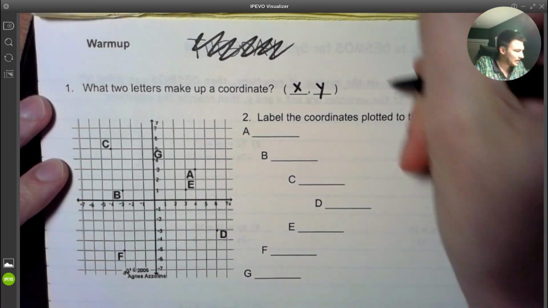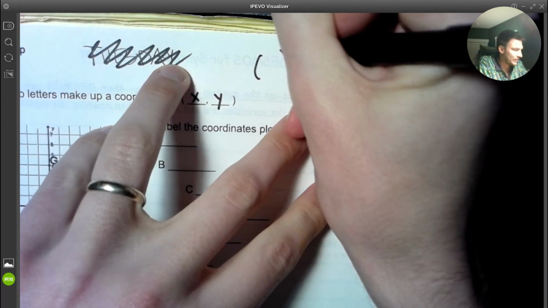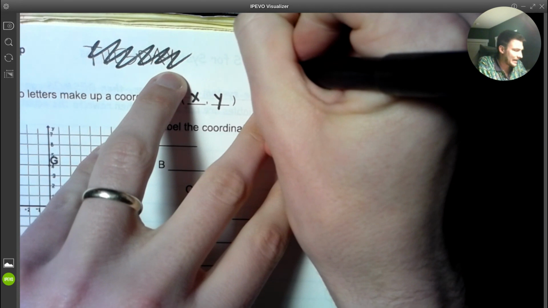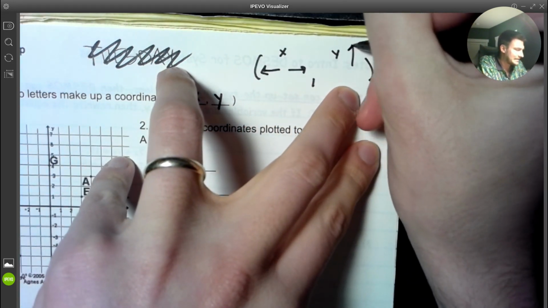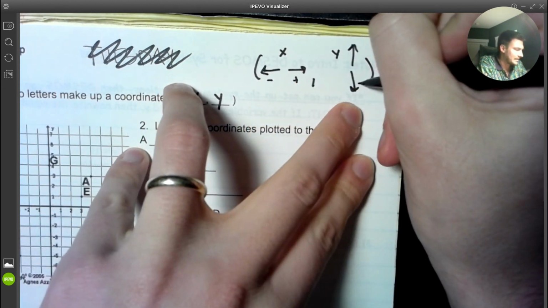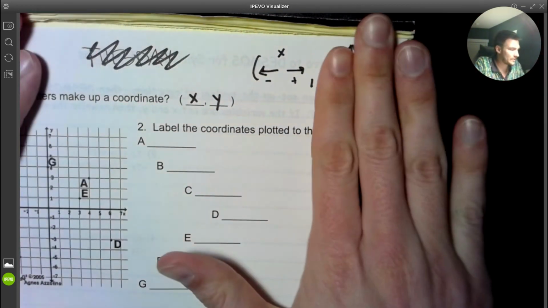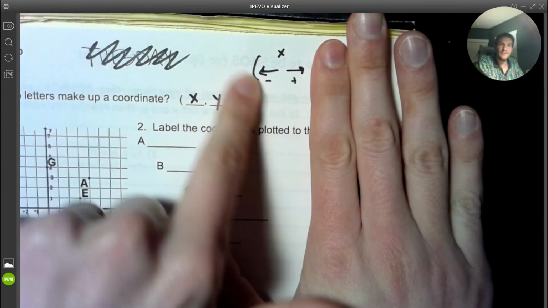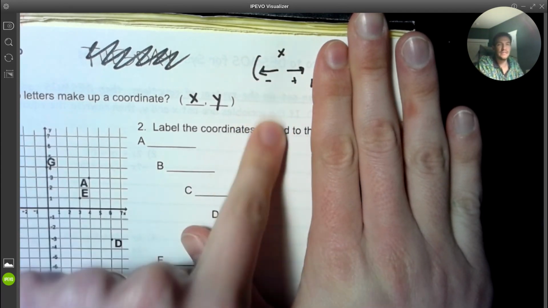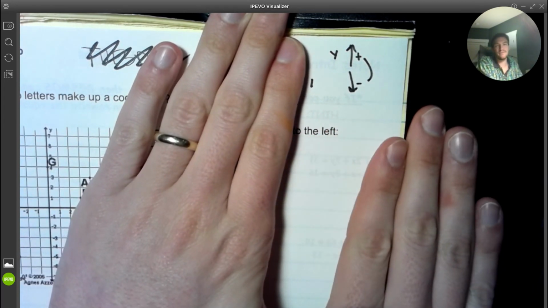Remember, if I was you, I would make a little setup like this, where we have the X and the Y, because the X takes us right and left, and the Y takes us up and down. Negatives are left, positive is right, negative is down, positive is up. The first position of the parentheses is either left or right. There's no way this first position takes you up or down. The second position takes you up or down. There's no way it can take you left or right.